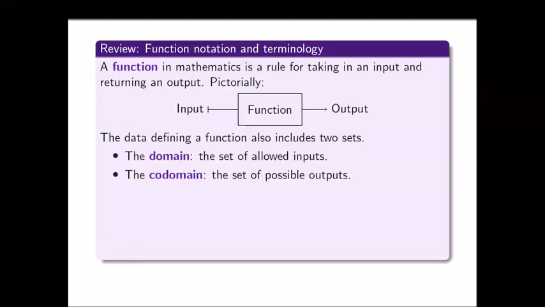But before we get there, I want to review the idea of a function. So a function in mathematics is a rule for taking in an input and then returning an output. So you could also think of a function as a machine that takes in a particular input and gives out an output. So when we define a function, there is of course this rule or this assignment that I just mentioned, but we also have two sets in the definition. The first is called the domain, and that's the set of all allowed inputs. And the other thing is the set of all possible outputs, which we call the codomain.